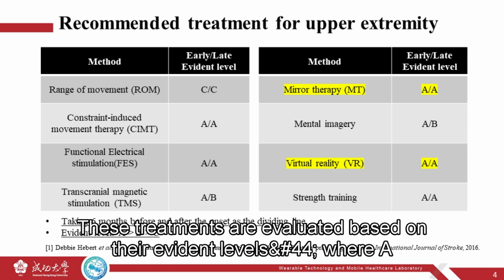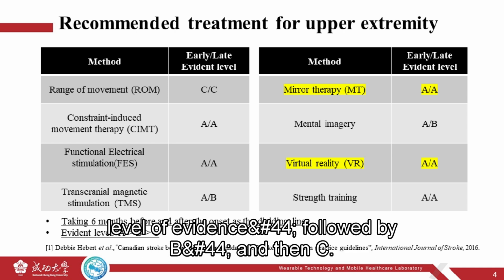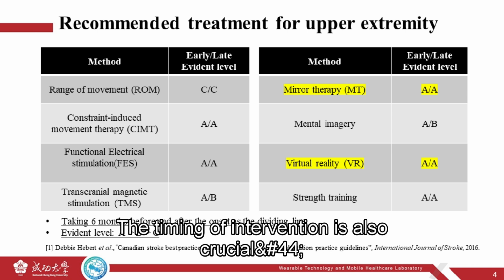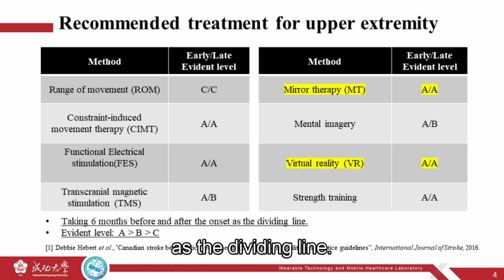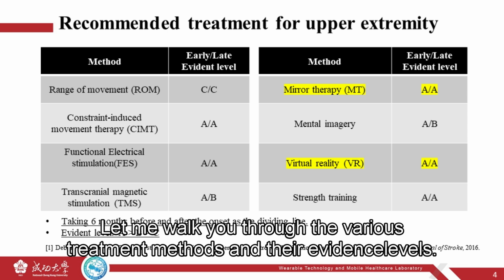These treatments are evaluated based on their evidence levels, where A represents the highest level of evidence, followed by B, and then C. The timing of intervention is also crucial, with treatments categorized as either early or late, using 6 months after stroke onset as the dividing line. Let me walk you through the various treatment methods and their evidence levels.